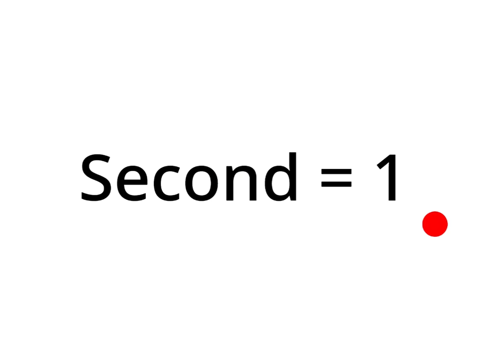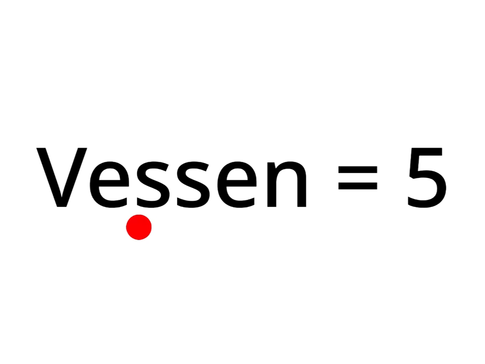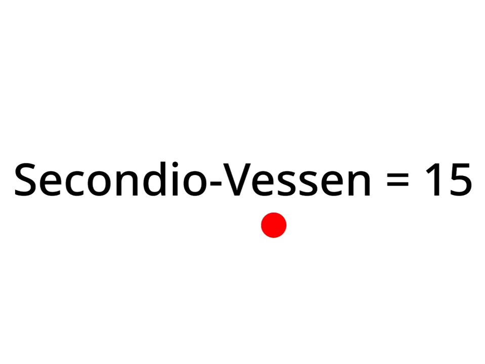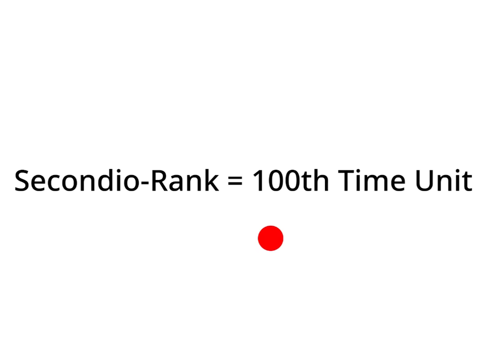So second is like 1, the first in this strange base 60 system. Then we have secondio ray, which is 10. Vesen is 5. Secondio vesen is 1, 5, so 15. And yeah, we can make every number all the way up to a sedano seden, which is the 99th time unit. But what's that 100th time unit?